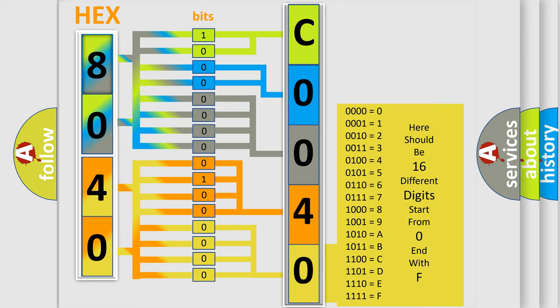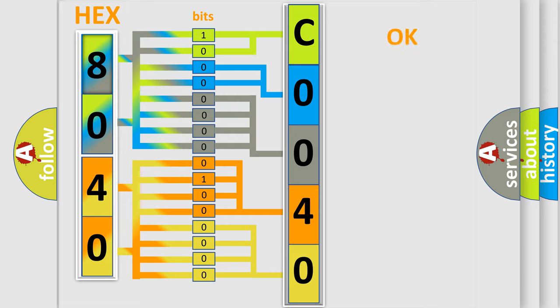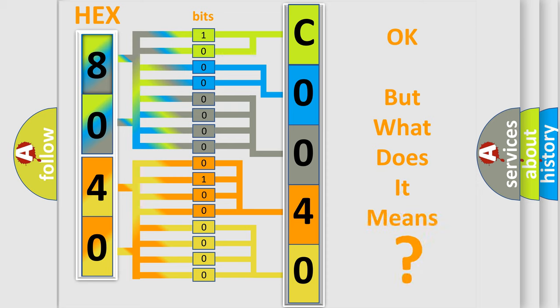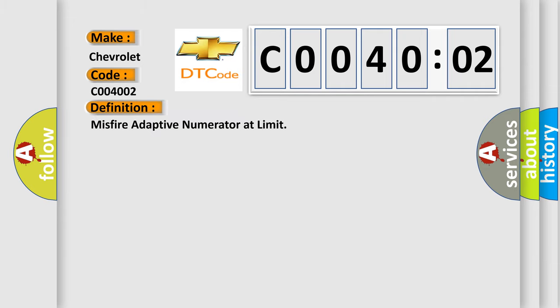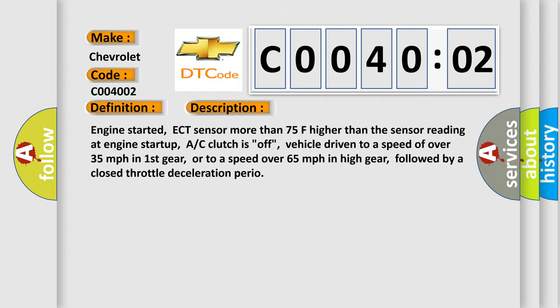We now know in what way the diagnostic tool translates the received information into a more comprehensible format. The number itself does not make sense to us if we cannot assign information about what it actually expresses. So, what does the Diagnostic Trouble Code C0040-02 interpret specifically for Chevrolet car manufacturers? The basic definition is Misfire adaptive numerator at limit. And now this is a short description of this DTC code. Engine started, ECT sensor more than 75F higher than the sensor reading at engine startup, AC clutch is off, vehicle driven to a speed of over 35 miles per hour in first gear, or to a speed over 65 miles per hour in high gear, followed by a closed throttle deceleration period.